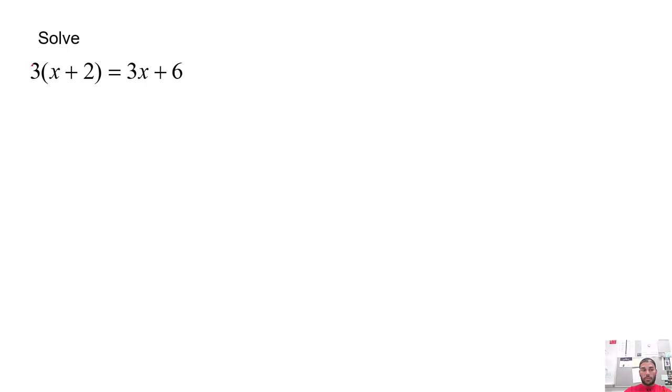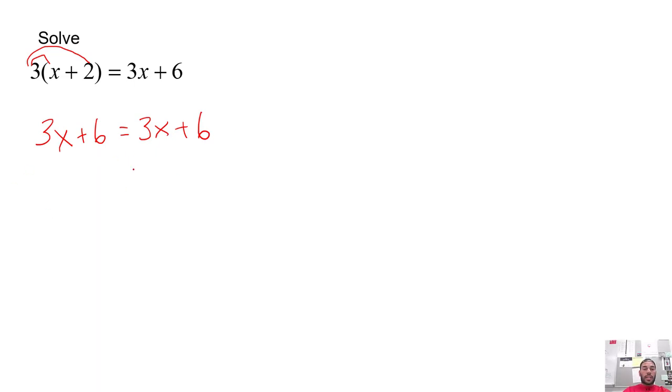I'm going to take this 3 and distribute it to both the x and to the plus 2. First step is I'll have 3 times x, which I know is just plain old 3x. And then I see 3 times positive 2. 3 times positive 2 is plus 6 after I distribute. On my left side, I got 3x plus 6, and on my right side, I also have 3x plus 6. Okay, that looks pretty similar, but let's just keep going and see what happens.